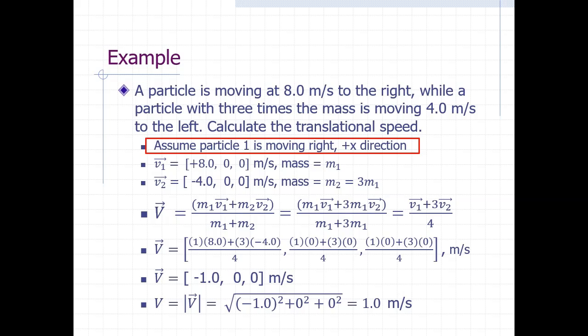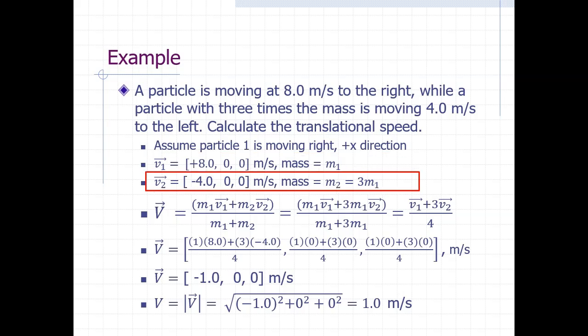We can write the velocity vector for particle 1, v sub 1, by listing its components v sub x1, v sub y1, and v sub z1. The component along the x-axis, v sub x1, is plus 8 meters per second, and the other components are 0. We are not given the mass of particle 1, so let's just call it m1. For particle 2, the velocity vector component along the x-axis, v sub x2, is -4 since it's moving to the left, and the other components are 0. We are also not given the mass of particle 2, so let's call it m2. Note that, in this problem, it is given that m2 is 3 times m1.